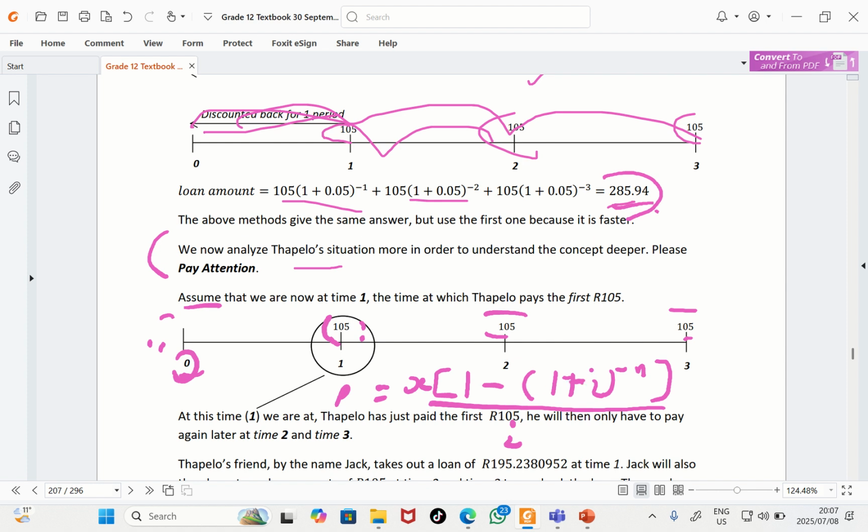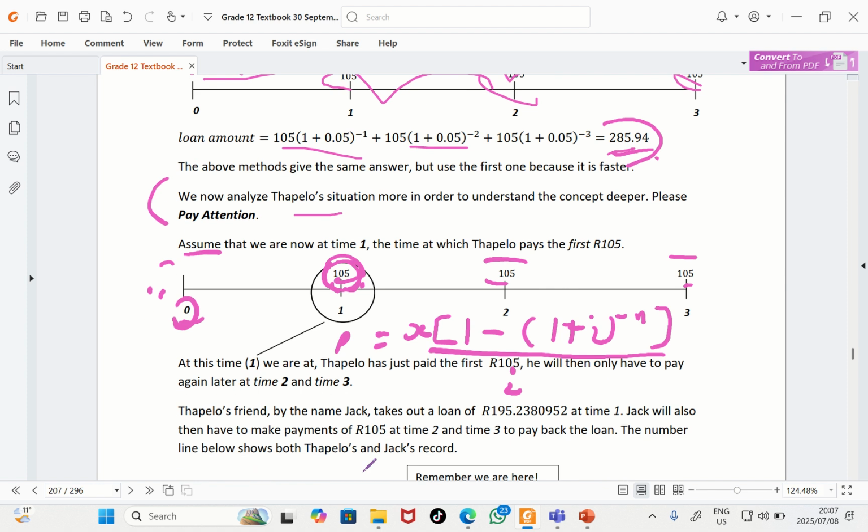Please. Okay? So sharp, use the same formula, right? So now remember I said we're at time one, the bank just debited the 105. Now this guy is like, man, I want to pay back all of this and just get it over and done with. I don't want to pay back this loan. So how much does he need to pay back to the bank after making the 105 payment?